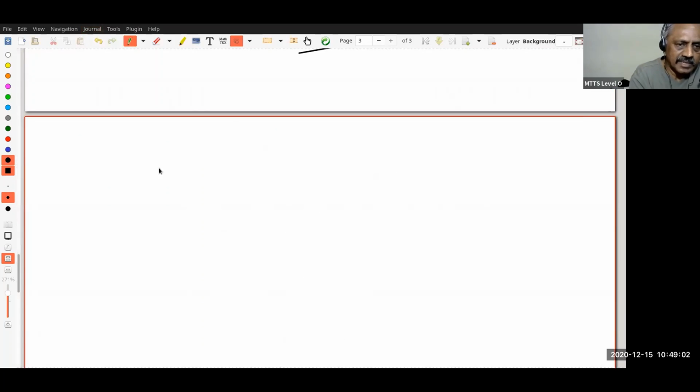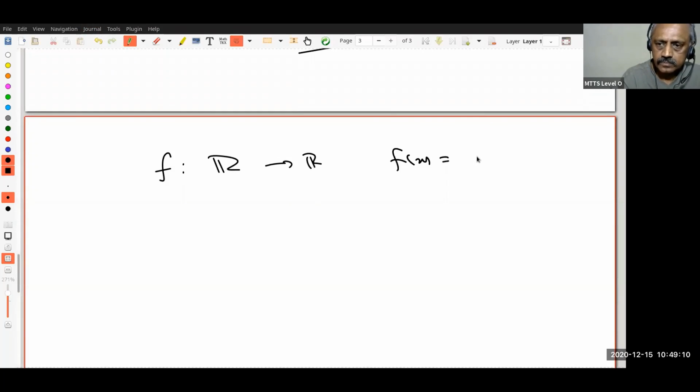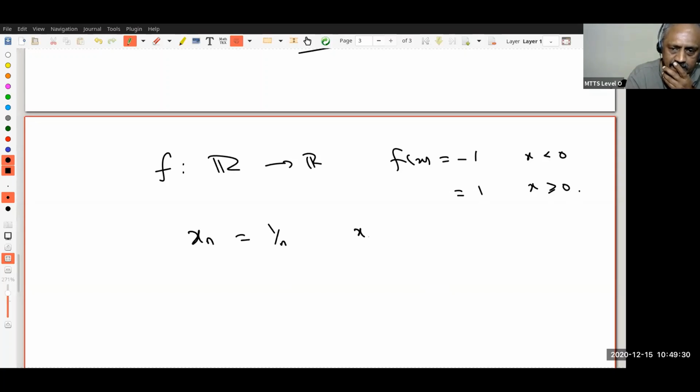The same example we will slightly modify. F is again from R to R, and f of x equal to minus 1 if x is less than 0, and equal to 1 if x is greater than or equal to 0. Now what happens? Suppose we look at the sequence xn equal to 1 by n. Then xn converges to 0. What is f of xn? That is 1. Does it converge to f of 0, which is 1?